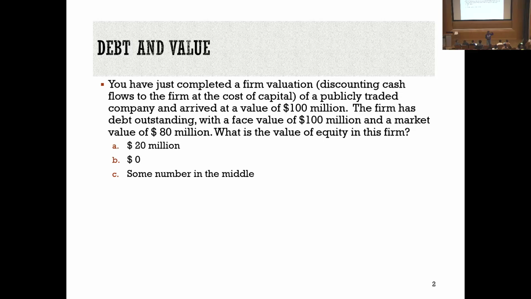So I have a very simple, practical question. You got 100 million as a value of the operating assets. You got 2 numbers for debt. Book value of 100 million, market value of 80 million. Which one should I net out to get to my equity value? If I net out the 80, obviously I get 20 million. If I net out the 100, I get 0. Or maybe the answer is somewhere in the middle. What do you think the right answer is?